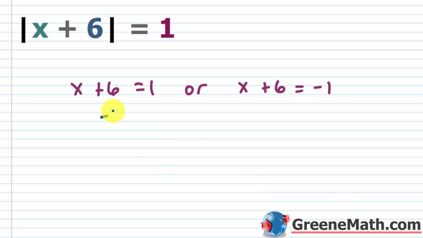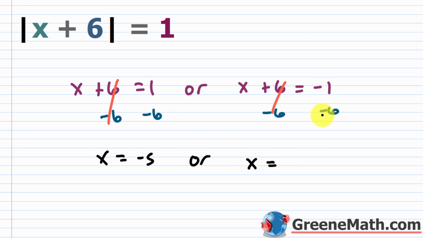On the left, I'm just going to subtract 6 away from each side. And so this is going to cancel here. And what I'm going to have is that x is equal to negative 5. Then I'm going to put or. On the right over here, I'm just going to subtract 6 away from each side. And again, this is going to cancel. So what I'll have here is that x is going to be equal to negative 1 plus negative 6, which is going to be negative 7. So x could be negative 5 or x could be negative 7.